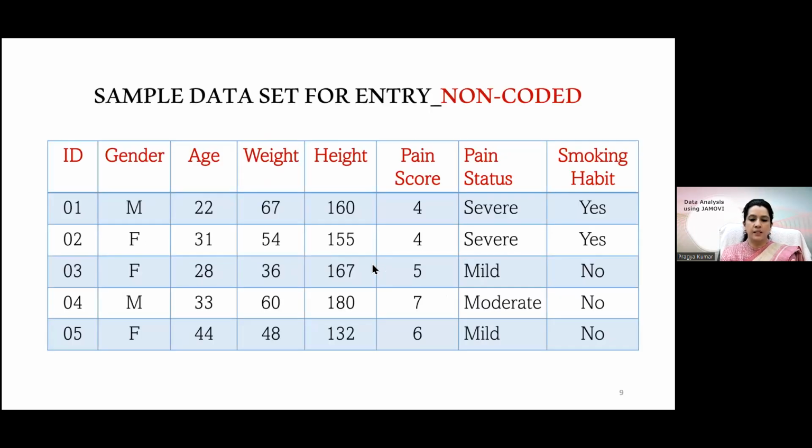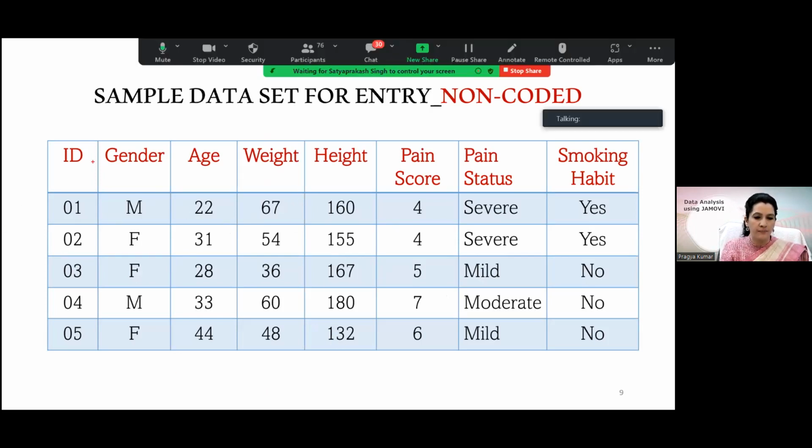Then the second thing is the sample data set, which we have shown you. There are 5 individuals you can see. So in any Excel, what do you see? There are rows and there are columns. What is a column? If you see, this is basically a column. Like there's a column for gender. There's a column.